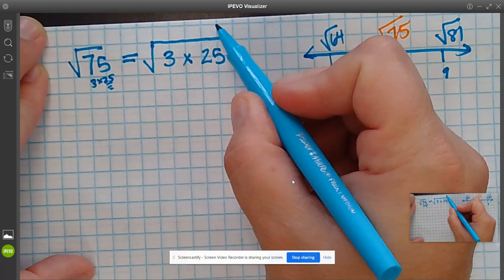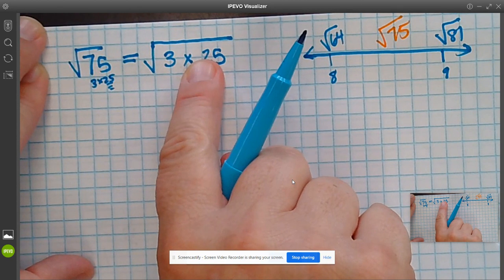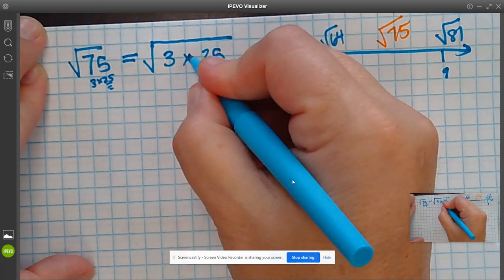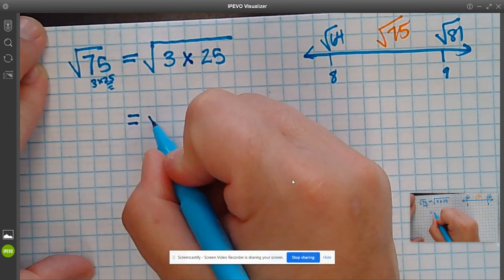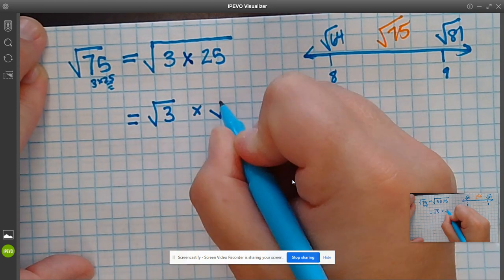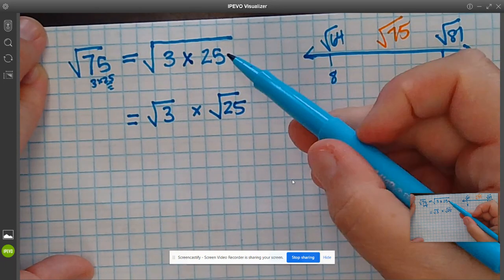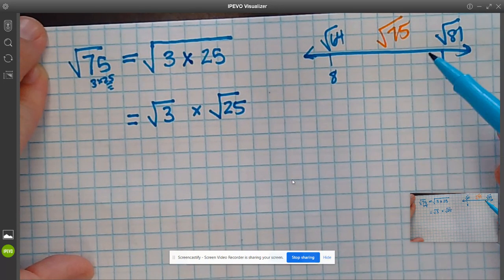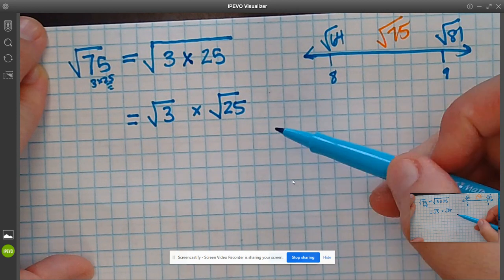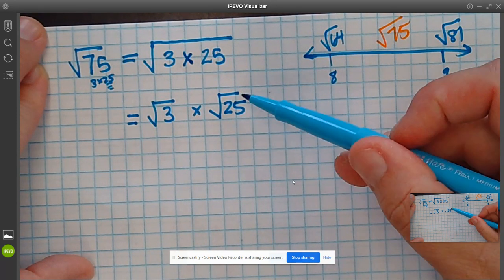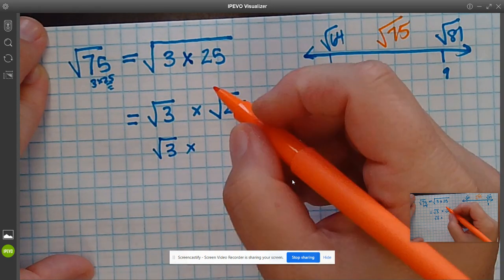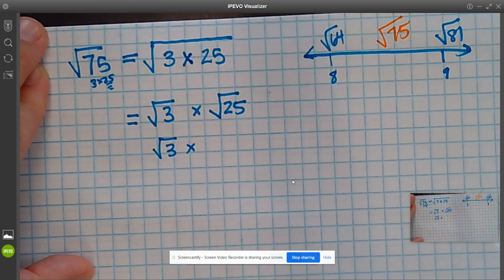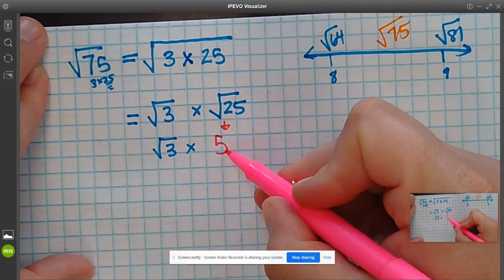And so what we can do is break this apart. If this was a plus, no, you cannot split it into a perfect square. But multiplication is allowable to break this apart. So this is the same thing as the square root of 3 times the square root of 25. Once these square roots get larger, we want to think of factors that are perfect squares. So now this is the square root of 3 times, and we know that the square root of 25 is just 5. So now we just need the square root of 3 times 5.